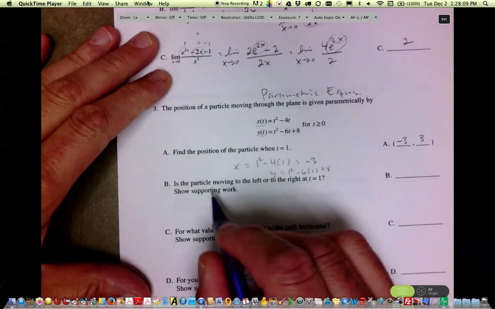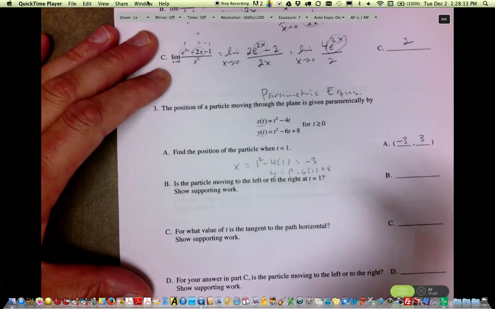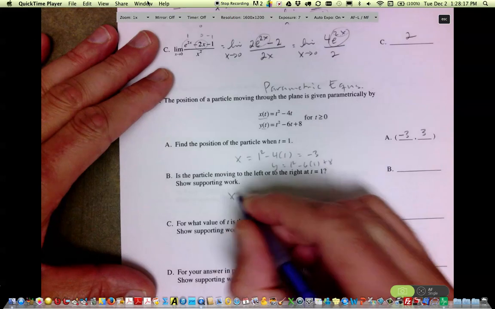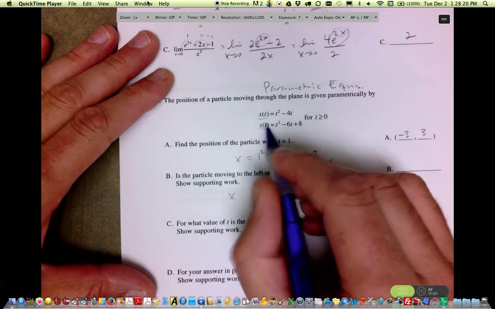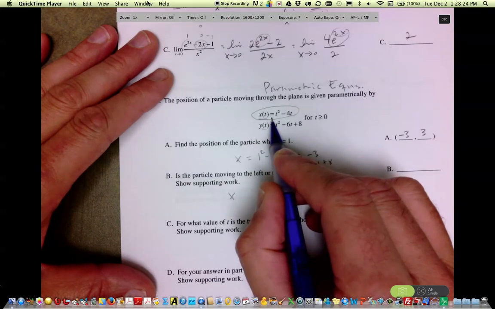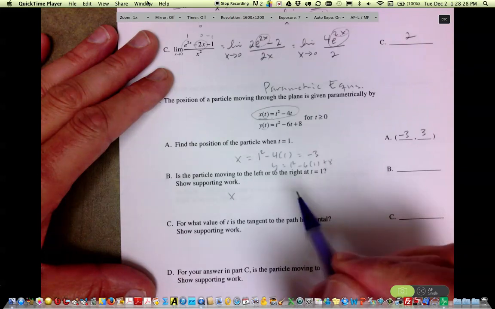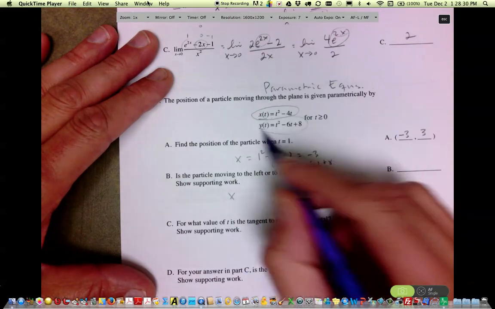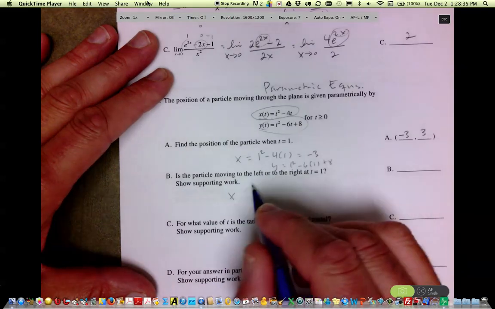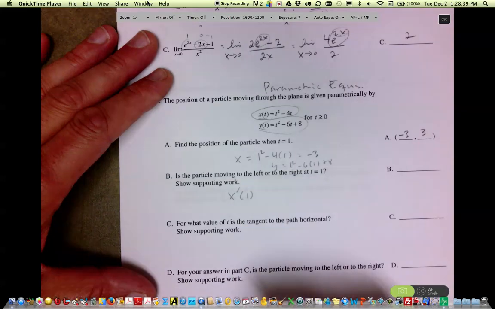Then, is the particle moving left or right when t is equal to 1? To determine which way the particle is moving, we have to think about derivatives. This expression here controls how the point moves horizontally in the x direction, and this one determines how it moves vertically in the y direction. So all I'm interested in is the derivative at 1 in terms of x.